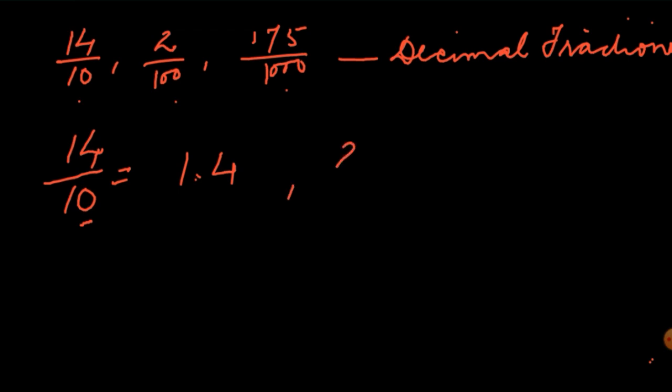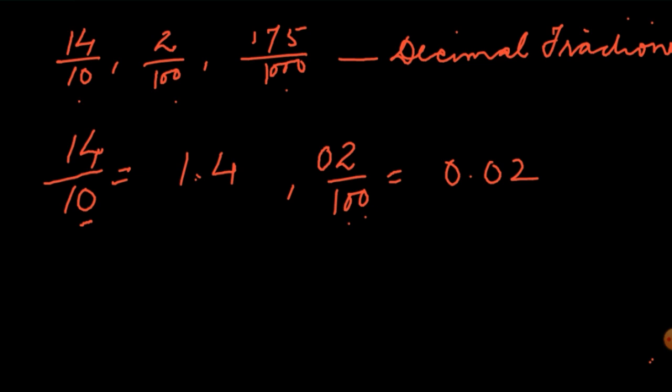And same here, if 2 upon 100 is there, after how many places will we put the decimal? 1, 2 places. But here we have only one digit, so for the other place we will put 0 here. Now the decimal will be 0.02. I hope this is clear.